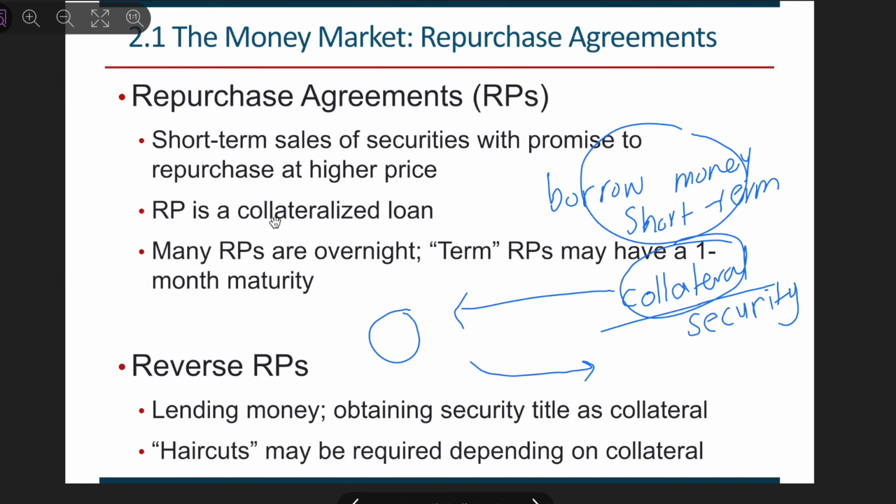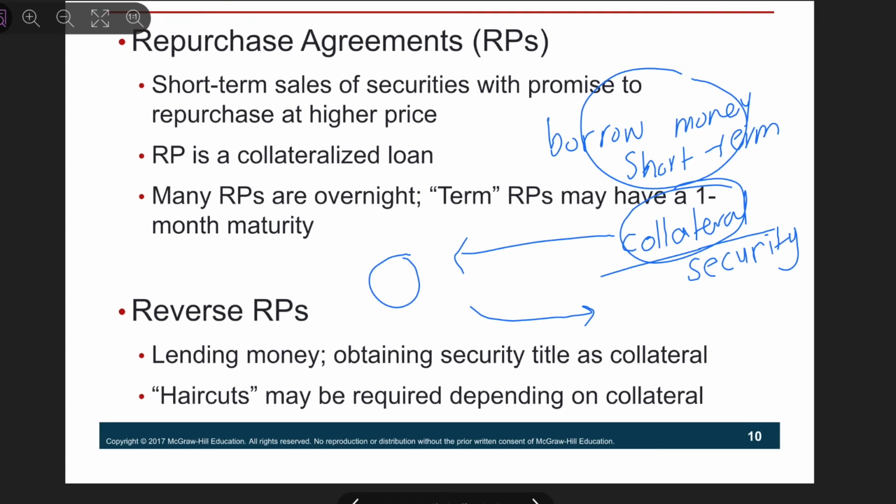So RP is a collateralized loan, and many RPs are just overnight, and RPs may have a 1 month maturity, right? So let's look at the opposite side. Reverse RPs are about lending money, obtaining security title as collateral, and haircuts may be required depending on the collateral.